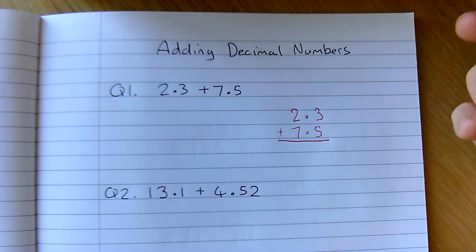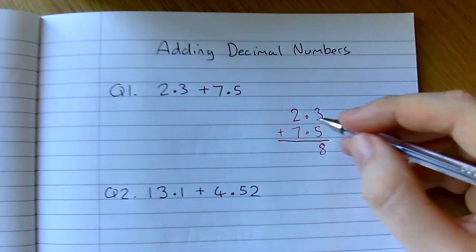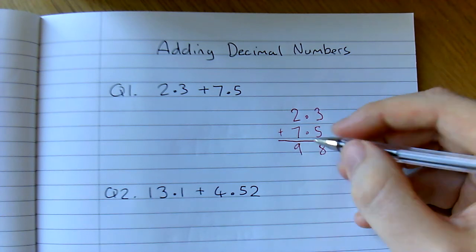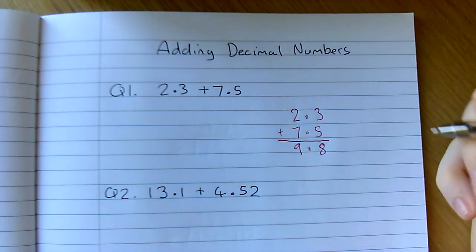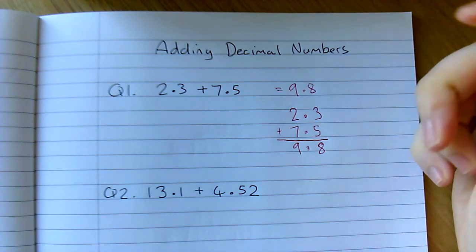Now, other than that, it works exactly the same. 3 plus 5 is 8. 2 plus 7 is 9. Let's not forget, of course, the decimal place. So my answer for this one is 9.8.